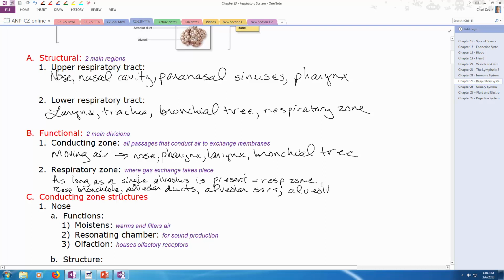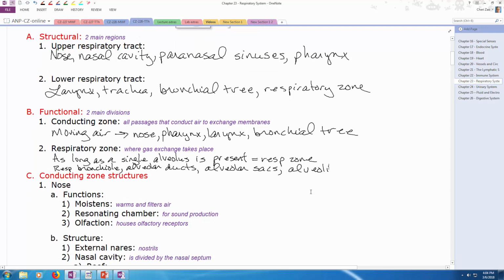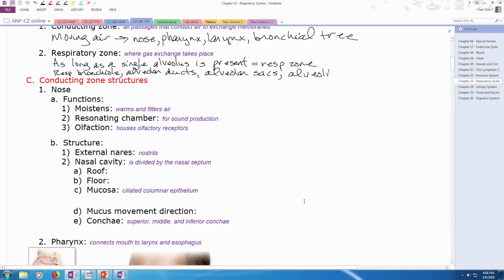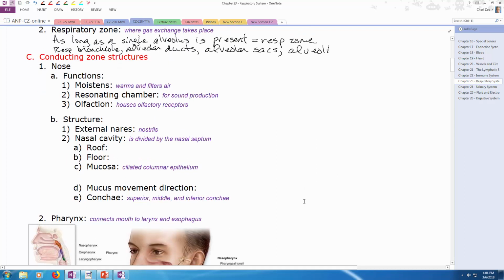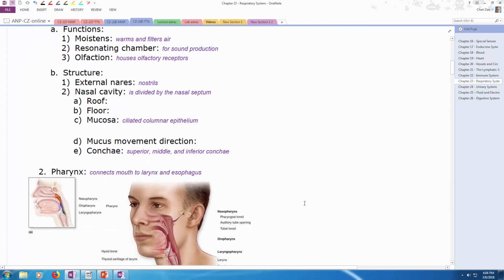Going into a little bit of detail on our conducting zone structures, the nose is there to actually help moisturize, which is humidify, warm, and filter the air. It also serves as a resonating chamber for sound production. That's not a conducting zone feature, but that's what it does. And it houses our olfactory receptors.